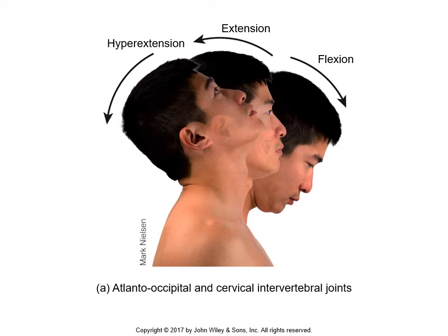Another form of movement that we see is hyperextension, extension, flexion. There are many joints which can perform extension and flexion. Right here, just as one example, we're utilizing the neck. If you take your chin and drop it down towards your chest, that is flexion. If you take the head and bring it back up to neutral, meaning you're looking straight ahead, that movement is extension.